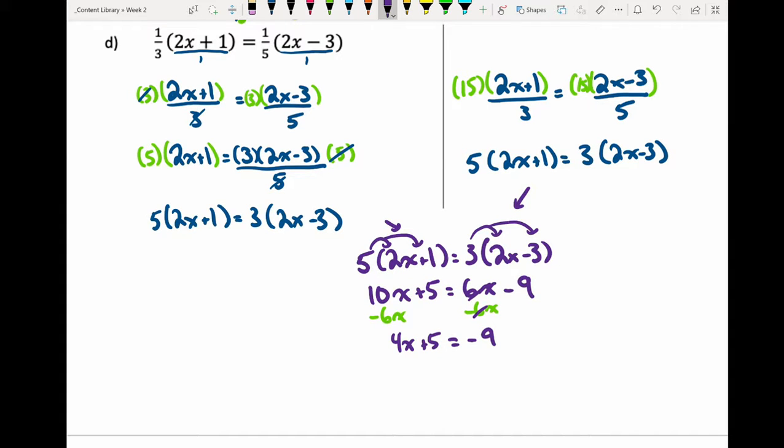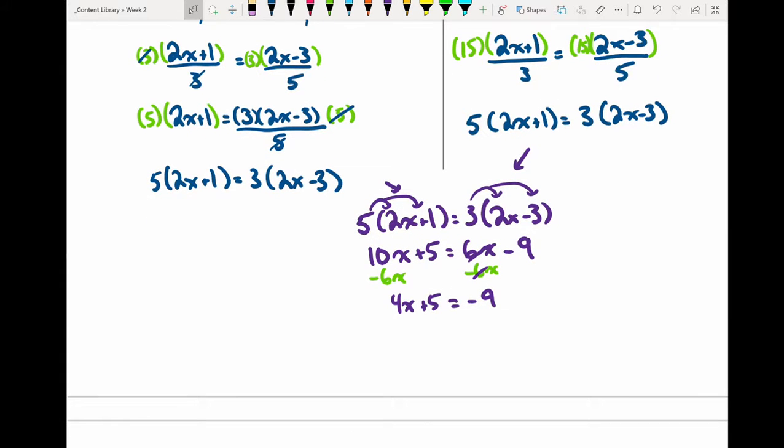I am then going to work on canceling out the addition. And in order to do that, I'm going to minus 5 on both sides to get rid of that plus 5. So I'm left with 4x equals negative 14.